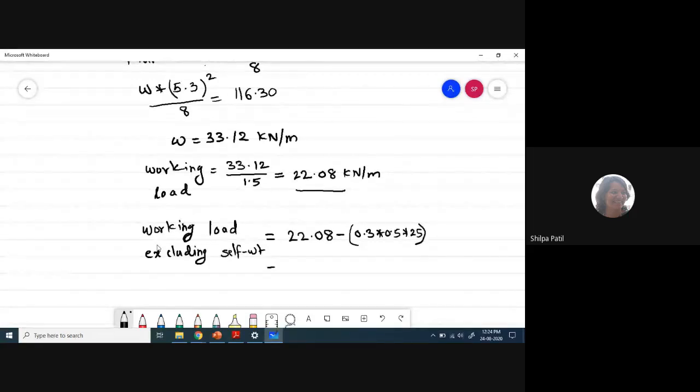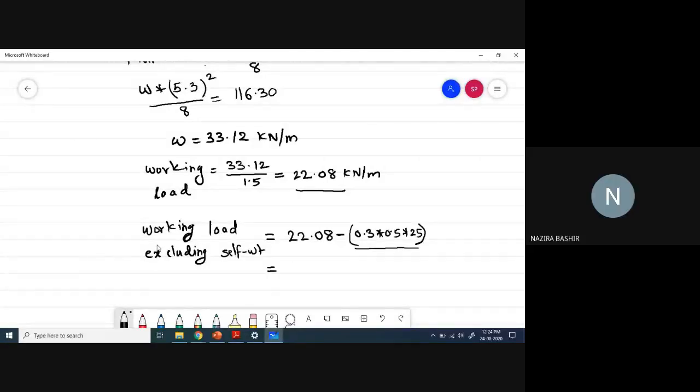So the working load excluding self-weight is... Ma'am, what we are calculating in that bracket, is that volume or something else? This is the self-weight. Overall dimension multiplied by unit weight. This is the area, right? Cross-sectional area of the section, 0.3 into 0.5, it is in meter square, multiplied by unit weight in kilonewton per meter cube.